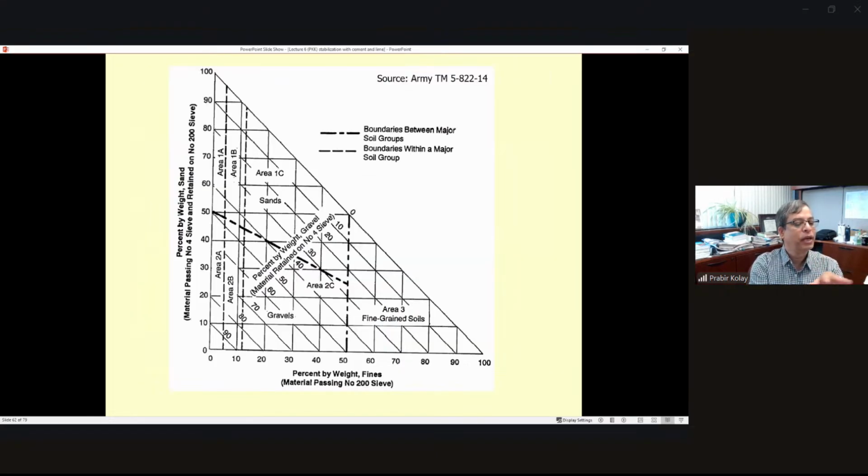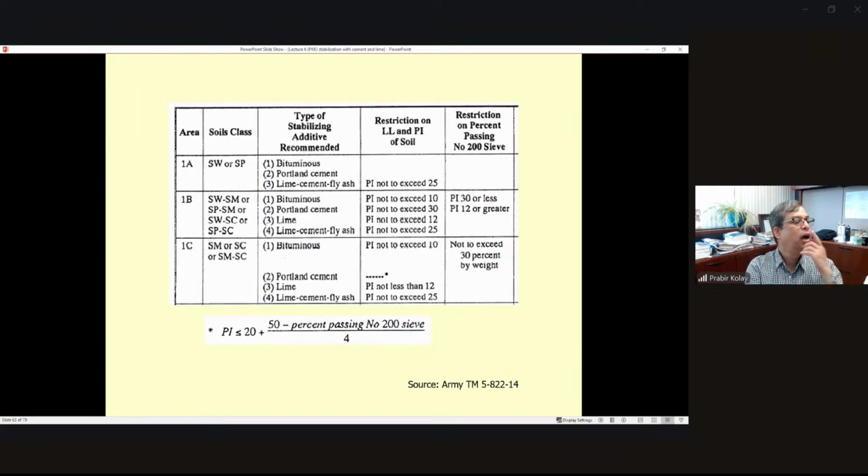Then the U.S. Army Corps of Engineers, they have different areas: area 1A, 1B, 1C, area 2A, 2B, 2C, and area 3. There are different demarcations and major soil groups. So basically, the sand, gravel, and fine grained soils are over here, and you can easily find out.